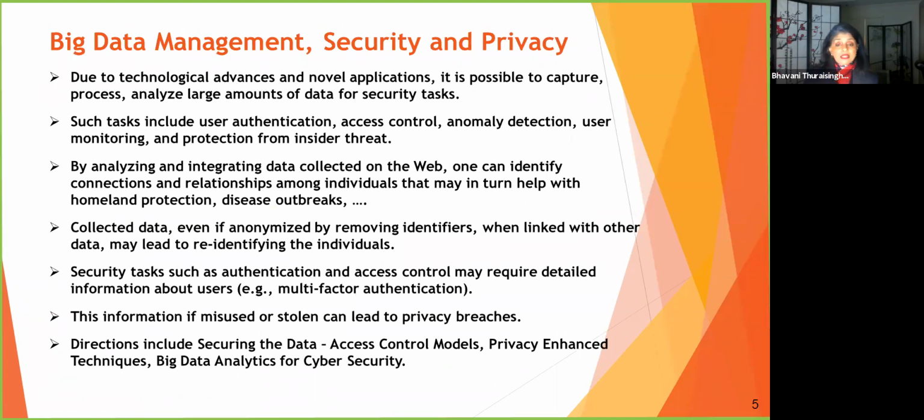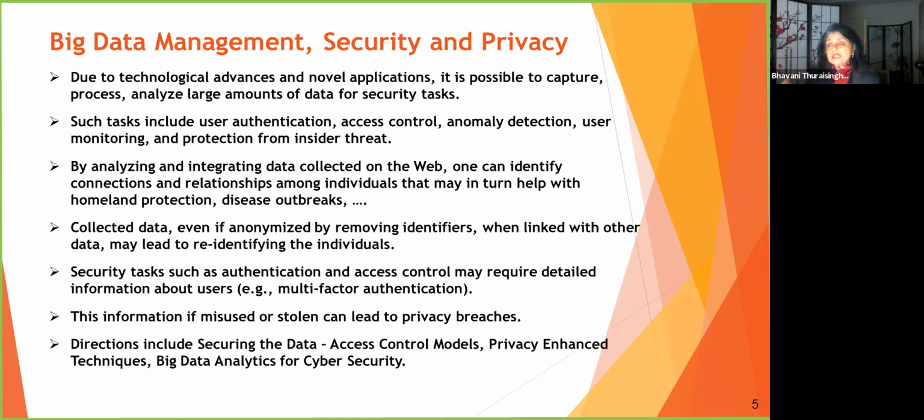Okay, so what did we do at the workshop? What did we find? So we said, due to technological advances and novel applications, it's now possible to capture and process large amounts of data for various tasks, right? It could be for disease outbreaks, homeland protection, financial analysis, healthcare, drug discovery, right? Even for cybersecurity, like anomaly detection, intrusion detection, insider threat detection, and so on. So whatever data you collect, even if you anonymize by removing identifiers, you can put the various records together and infer something that is highly sensitive or highly private.